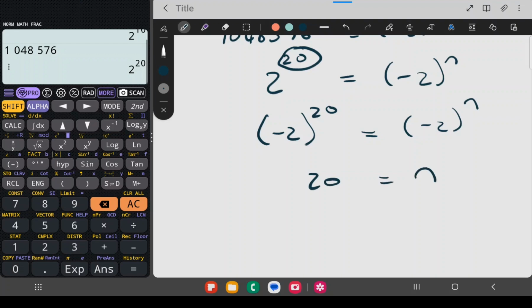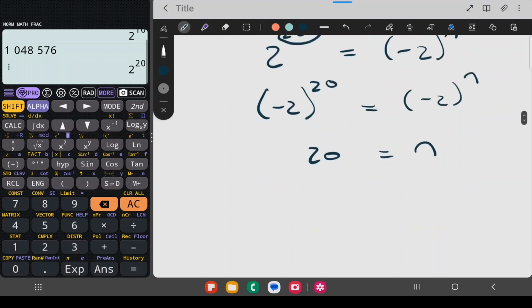So n is 20. So the question was, how many terms must you add up to get that total number? And the answer is 20 terms. That's how you do that question.